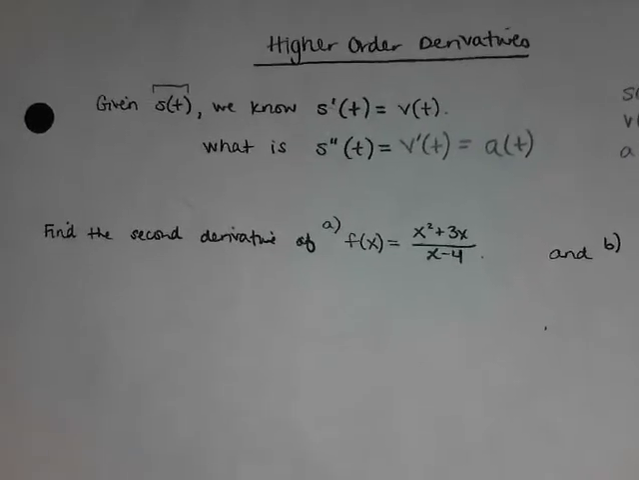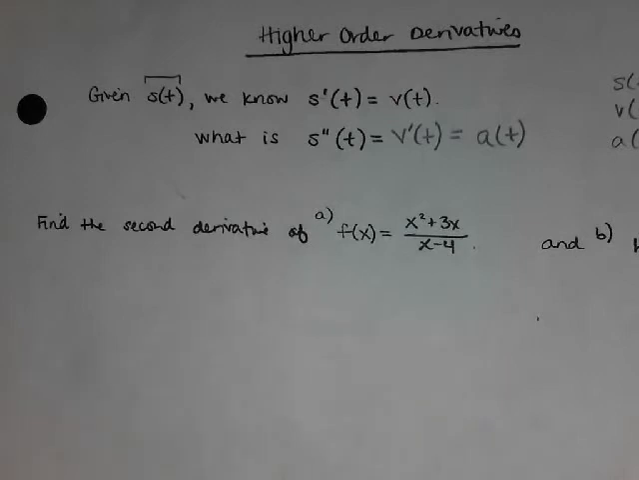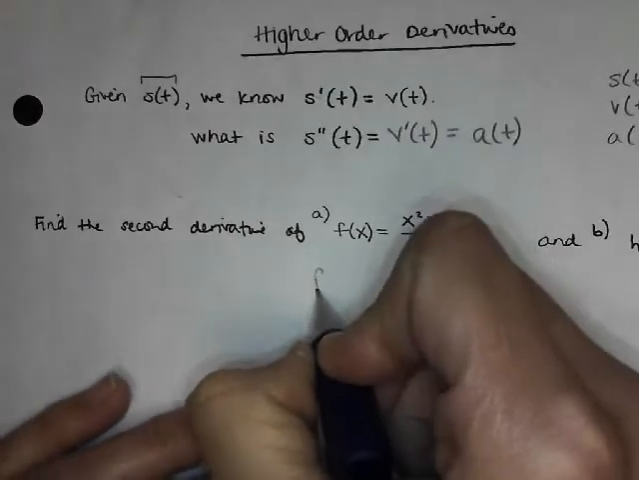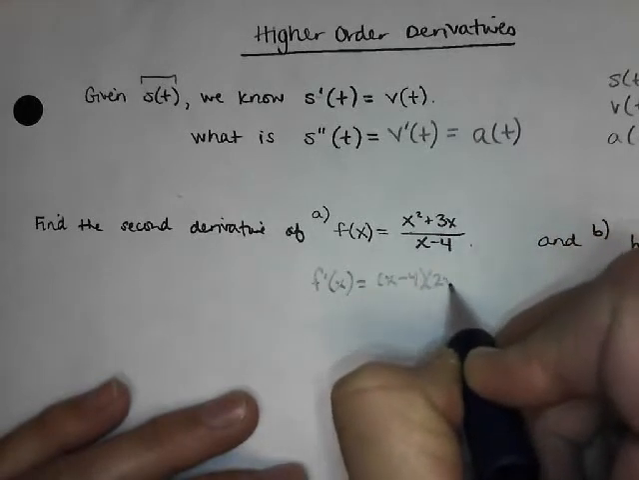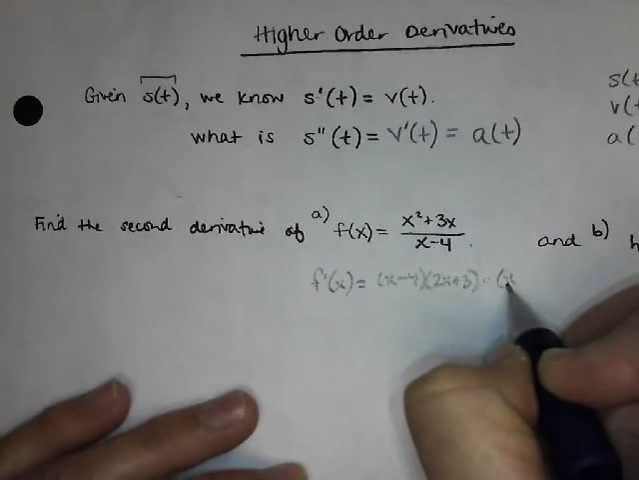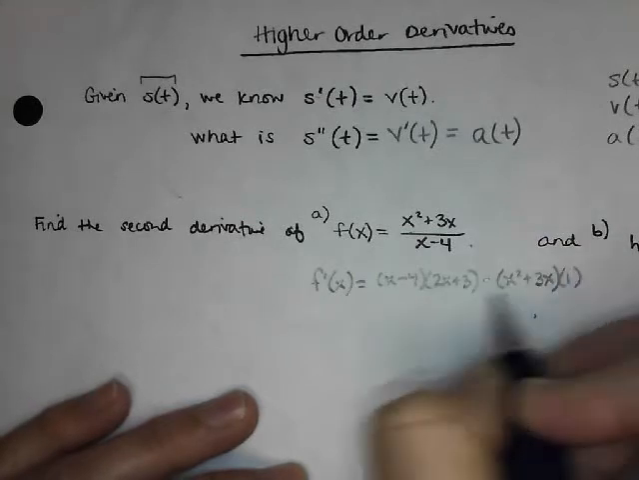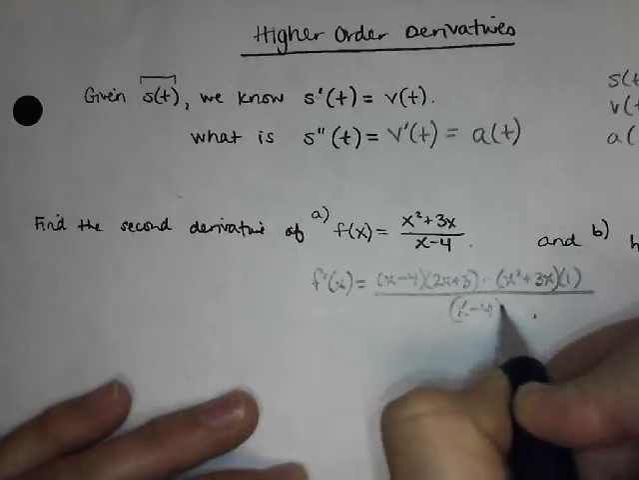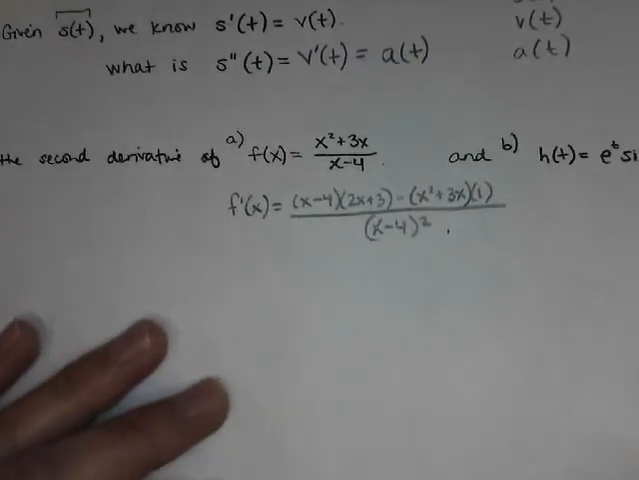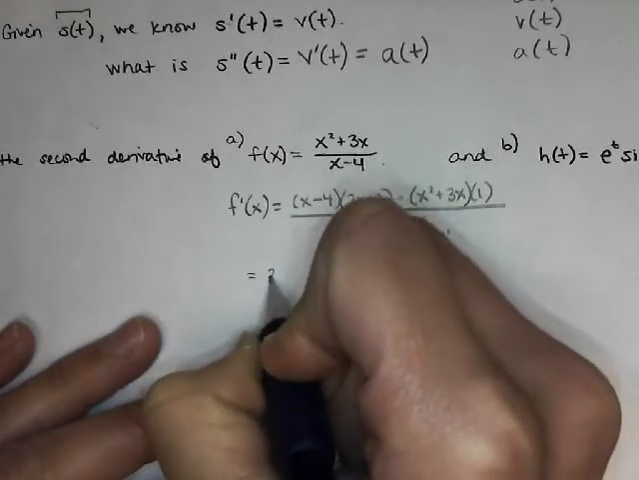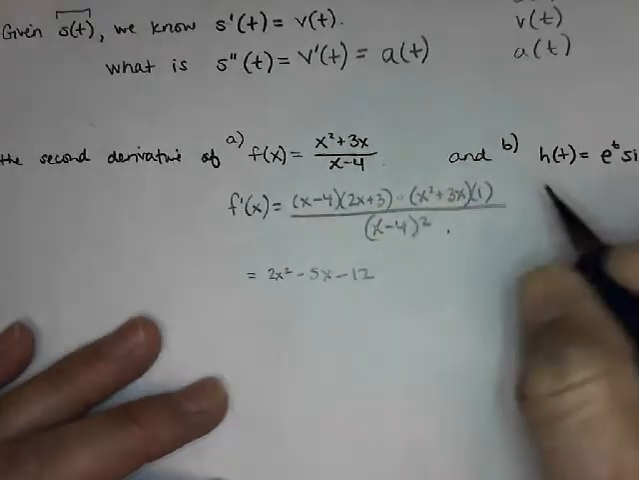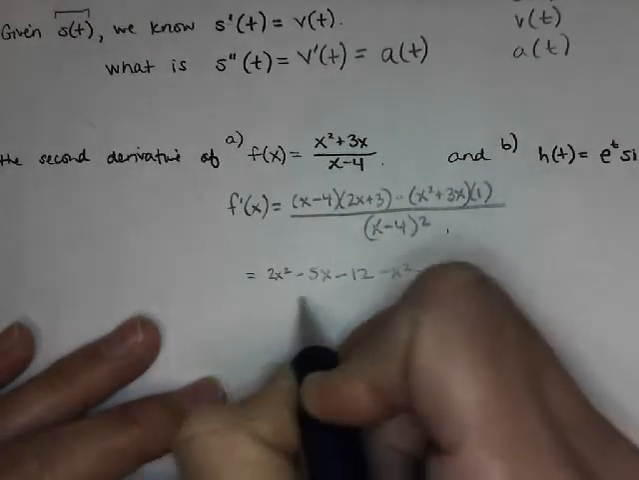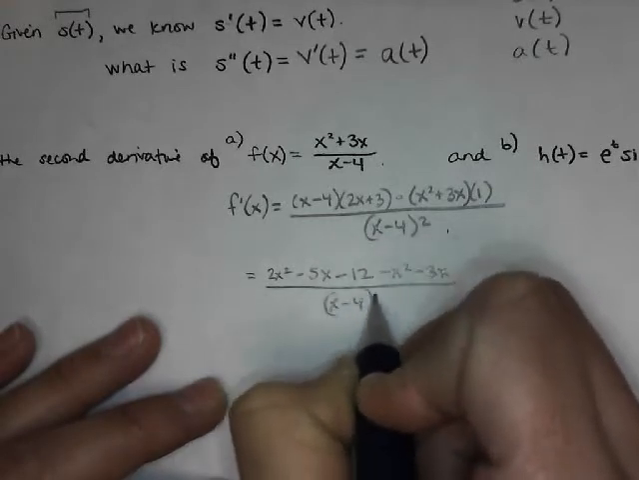We'll jump into that in the back when we have an application, but for the first one here, we're just looking for the second derivative, which you can't find until you find the first derivative. So we first need to find the first derivative by using a quotient rule here. Bottom times derivative of the top minus the top times the derivative of the bottom, all over bottom squared. And you definitely want to clean it up before you jump into the second derivative. So that'll be 2x squared plus 3x minus 8x minus 5x minus 12 minus x squared minus 3x over (x minus 4) squared.